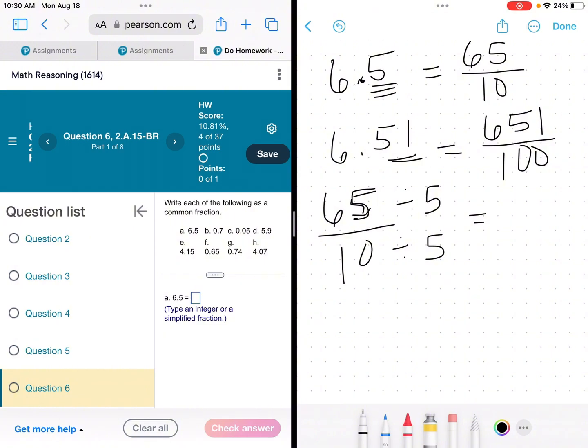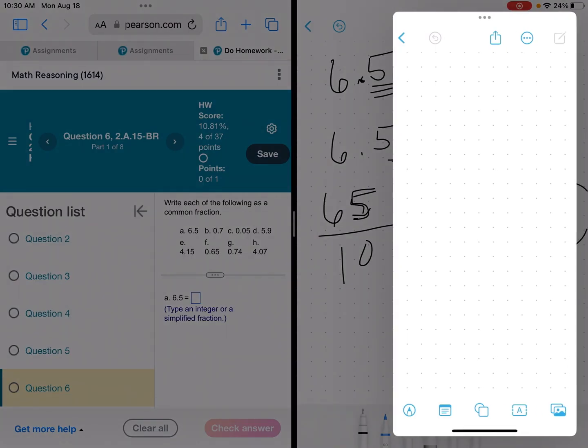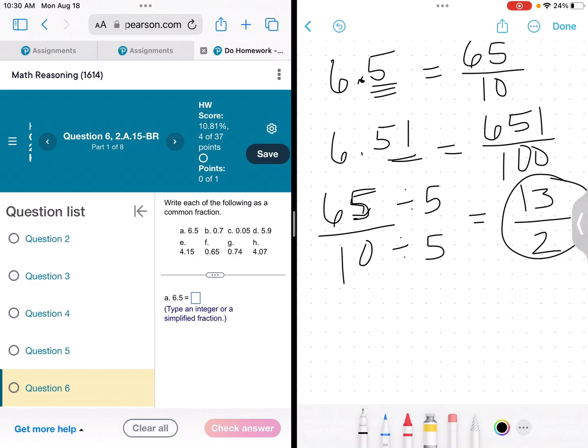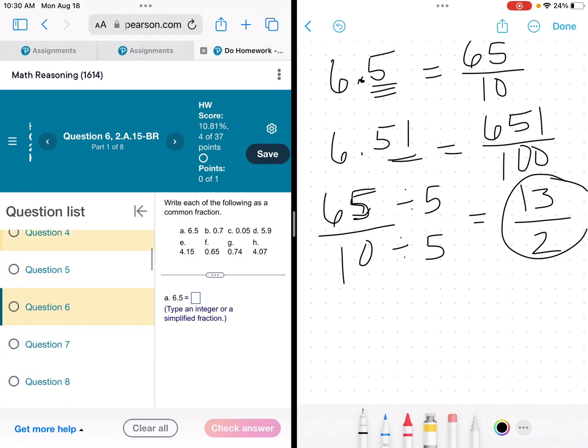So 65 divided by 5 is 13, and 10 divided by 5 is 2. So that's how you reduce down a fraction. 13 halves is the answer for this. So that's kind of how question 6 is going to work.